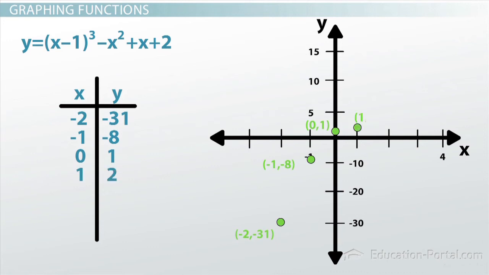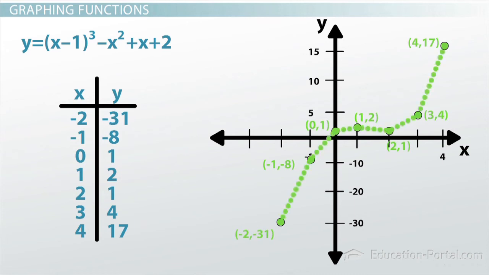When x is 1, y is 2. When x is 2, y is 1. When x is 3, y is 4. And when x is 4, y is all the way up here at 17. So I can connect these with a smooth curve. And I get this kind of loop structure. You'll see this pretty often when you see x cubed equals y.